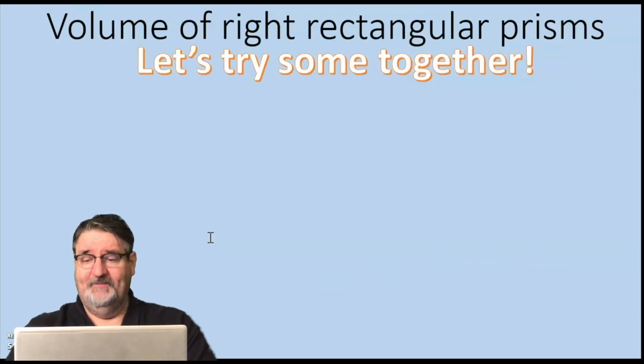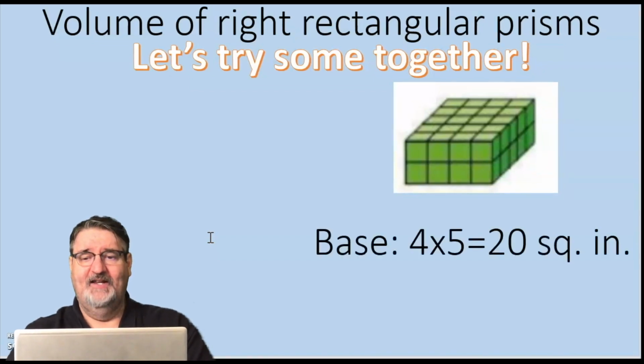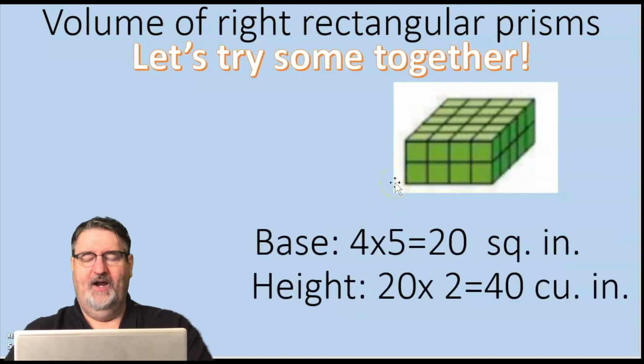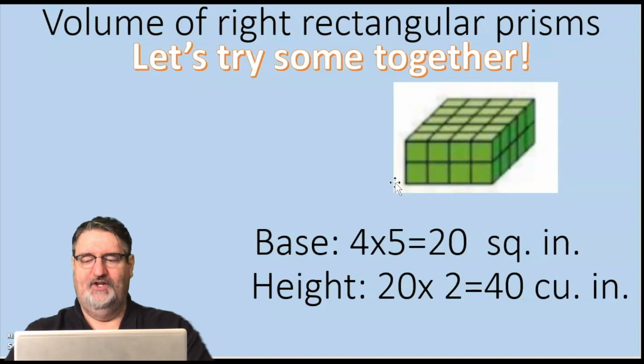Let's try some together. Here's our first one. We have a base that's 4 on this side right here and 5 on this side right here. So 4 times 5 equals 20, and we're just calling it square inches right now. We can see that the height is 2. So when we write this out, we have 20 because of the base times 2 for the height, and that equals 40 cubic inches.